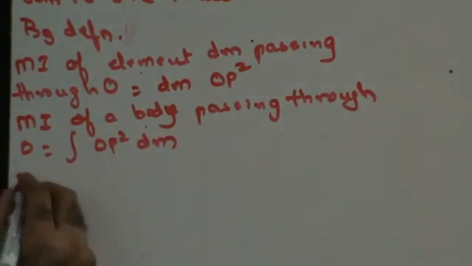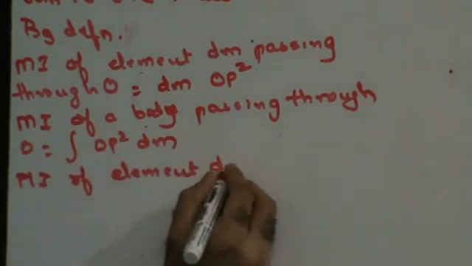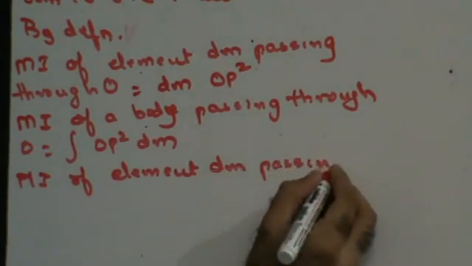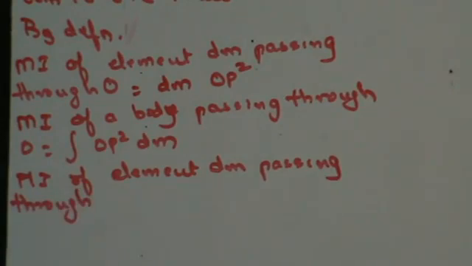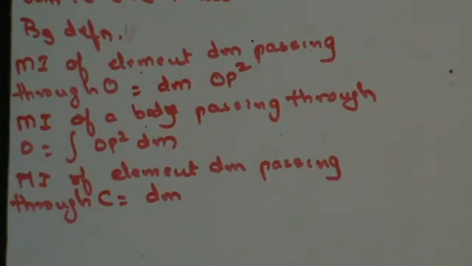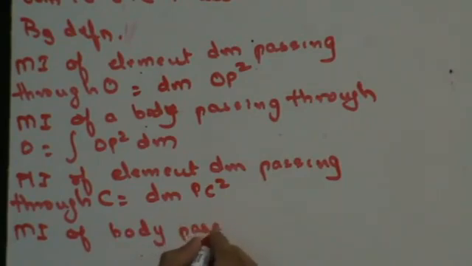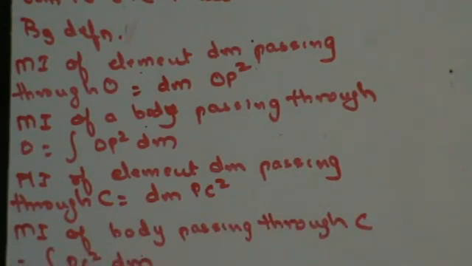Similarly, I can find the moment of inertia of element dm passing through C. It will be dm into the square of the distance, and the distance is PC. So dm into PC square. Therefore, the moment of inertia of the body passing through C will be the integral of PC square into dm.